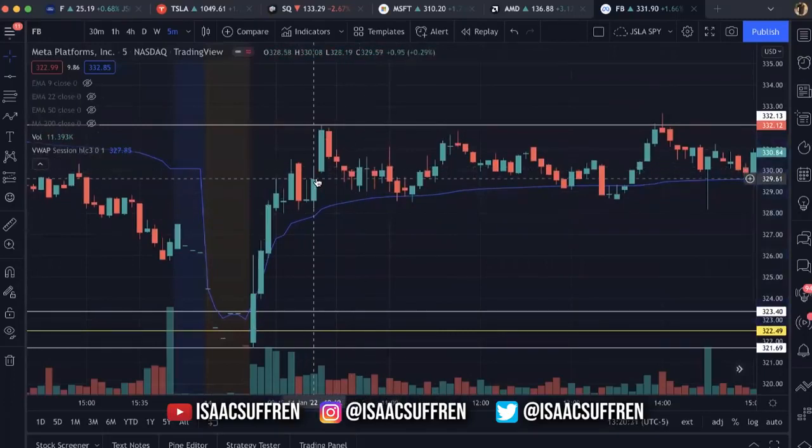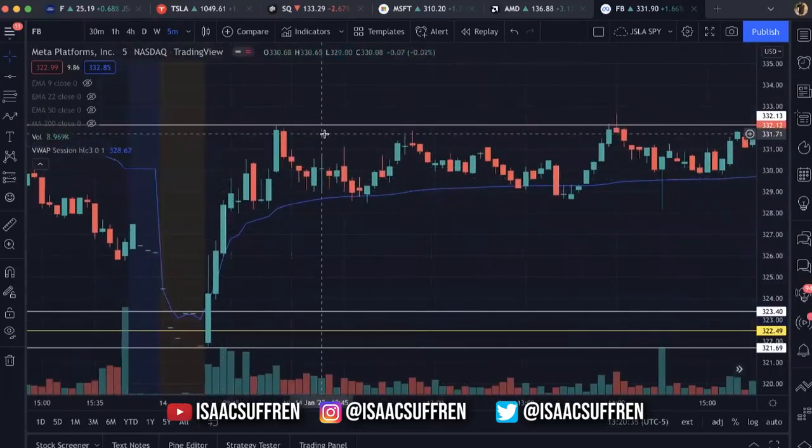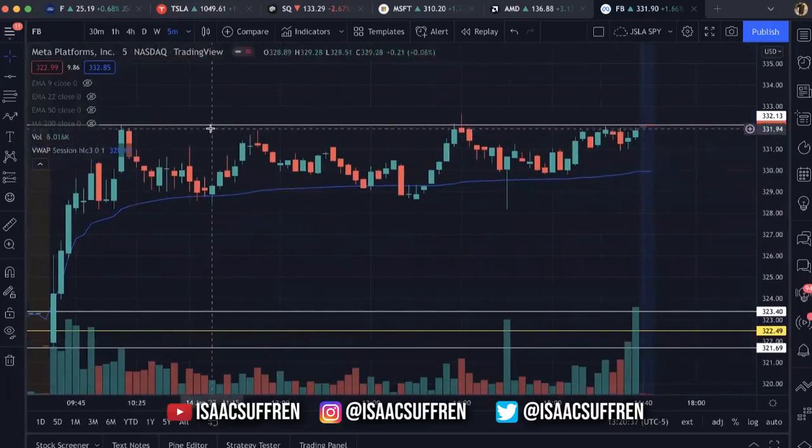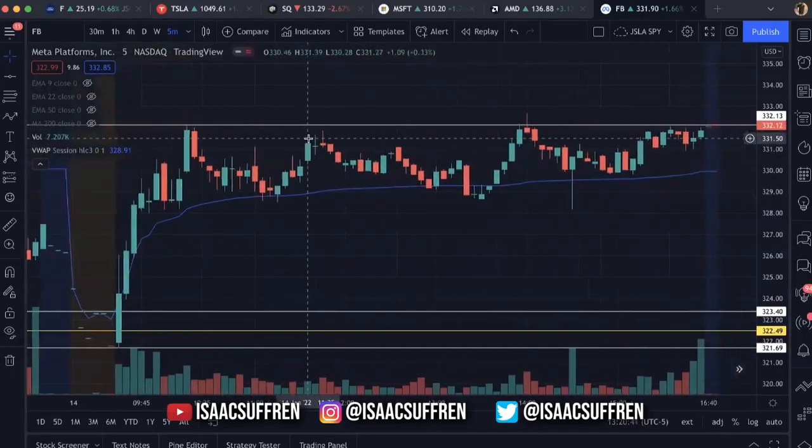So Facebook is a dead move, definitely for this day. You can see that it never broke above this level. Once it hit this level, this 332.13 level, it never broke above.